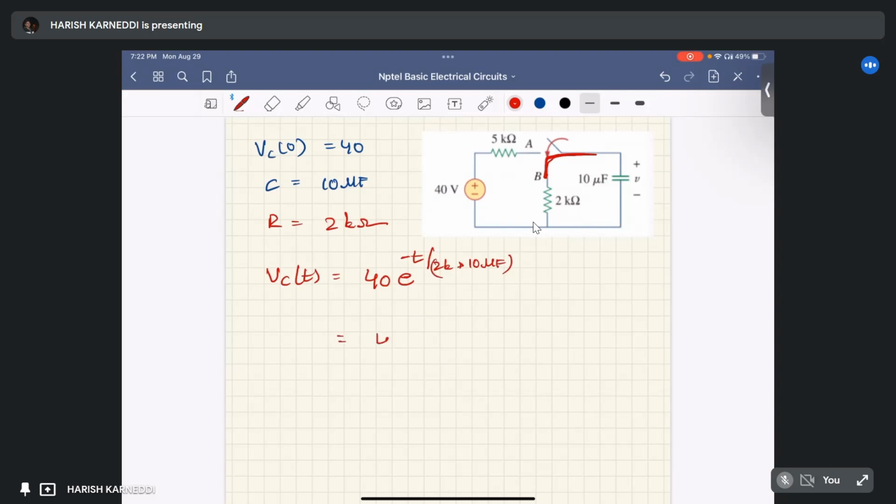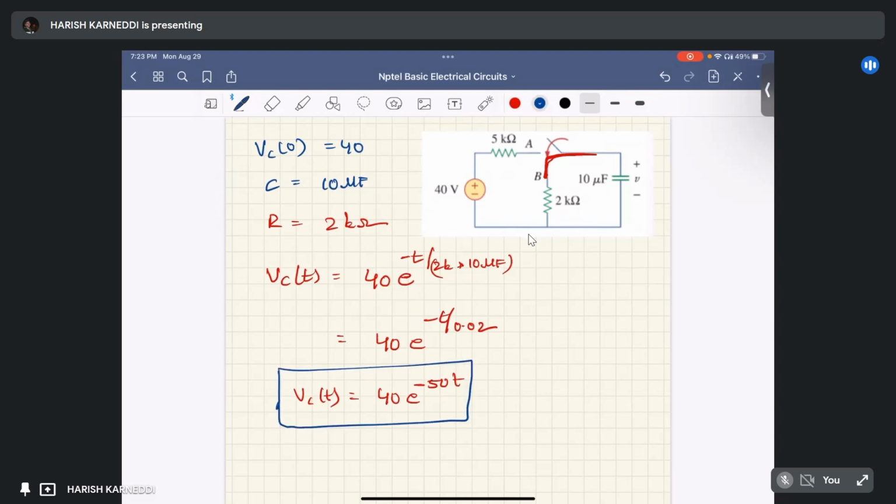Okay, that equals 40 into e power minus t by 2 kilo ohm into 10 micro. What is the value? It's 2000 into 10 micro, which gives a value of 0.02. Then 1 by 0.02 is 50. So that equals 40 into e power minus 50t. This is Vc of t. So Vc of t equals 40 into e power minus 50t.